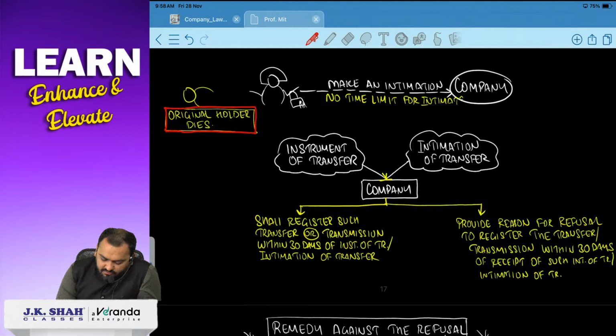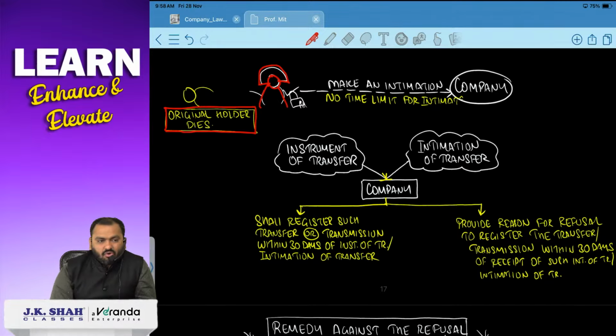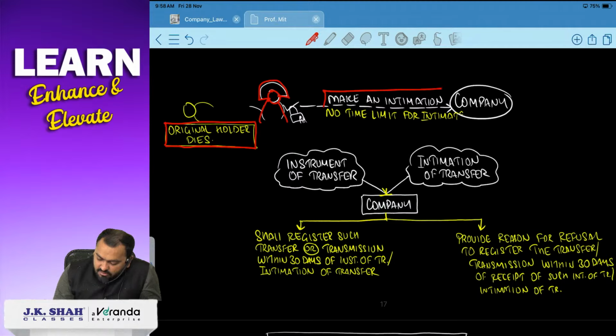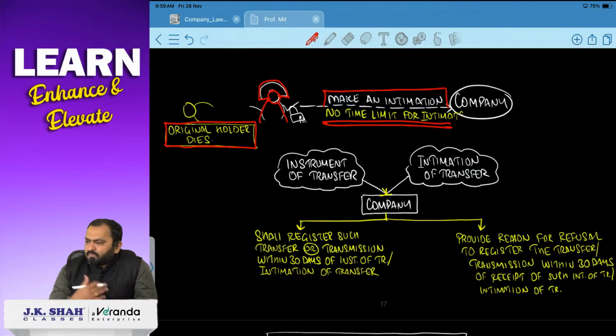So see this, the original holder of shares died. The member of the company died. Now shares will be transmitted to his legal representative. So tell me, is she going to submit an instrument of transfer? No. She is going to submit to the company an intimation of transmission: that the shareholder died, your member of the company died, I am his wife, I am the legal representative, so kindly register the shares in my name. Understood? Okay, within how much time from the day of death does she have to submit this? There is no time limit for this. She can show up anytime. So she will submit this to the company.